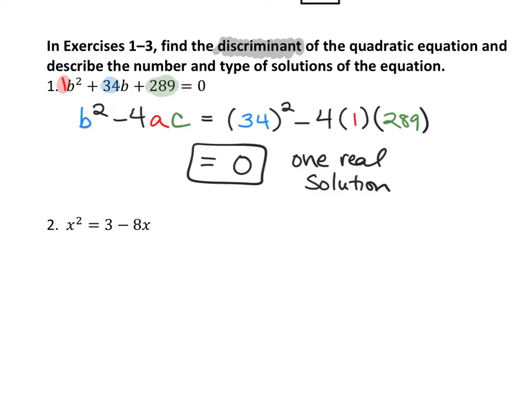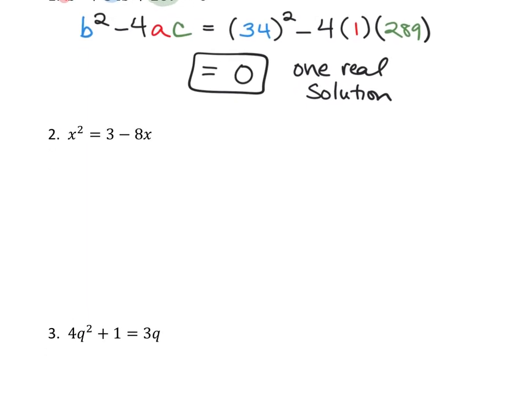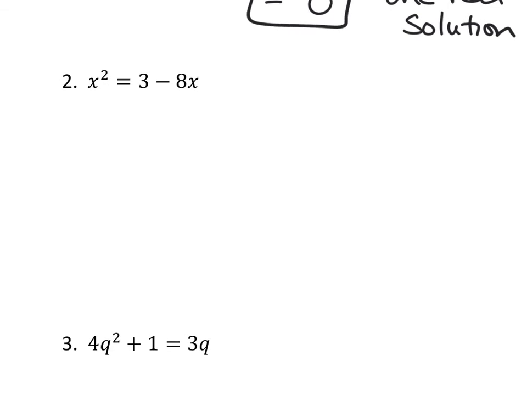Okay, let's try another problem. So for number 2, we still want to figure out that discriminant. But right now, is that equation set equal to 0? No. In the blue kit that you did right before we started, we said that all of the equations need to be set equal to 0 for us to solve them. So we have to do 2 little bitty things to move this equation and make it equal to 0.